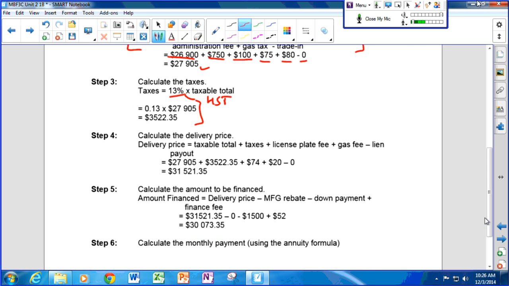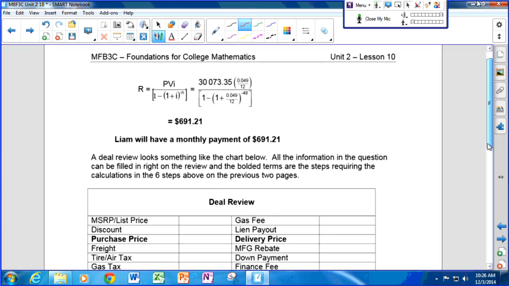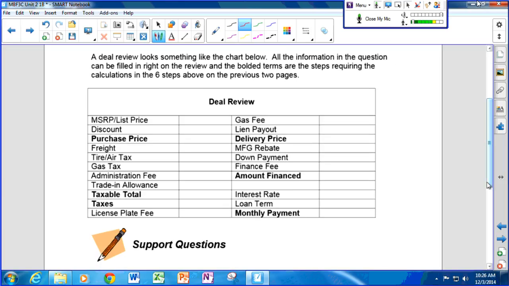Let's take a look at the deal review. See if the tax... Yeah, okay, well, you see, this is the thing. They have the tire tax and the gas tax. Oh, okay. No, those are the fees, and then the taxable total. Okay, and this is why we had to calculate the tax separately. So we can't use our shortcut.